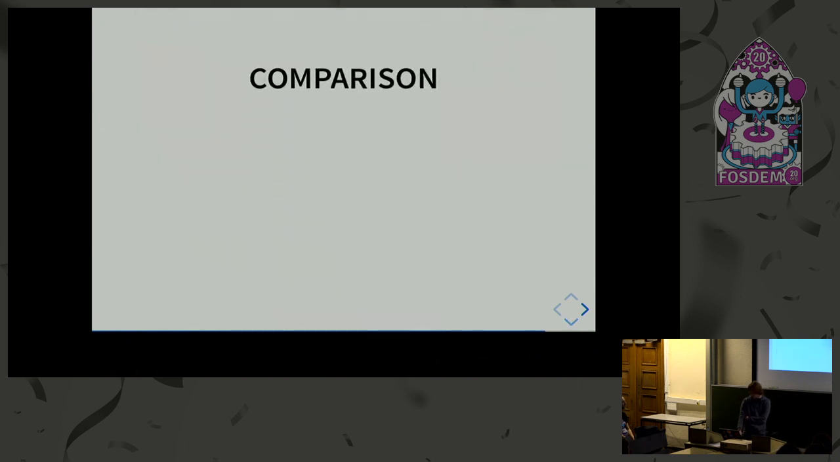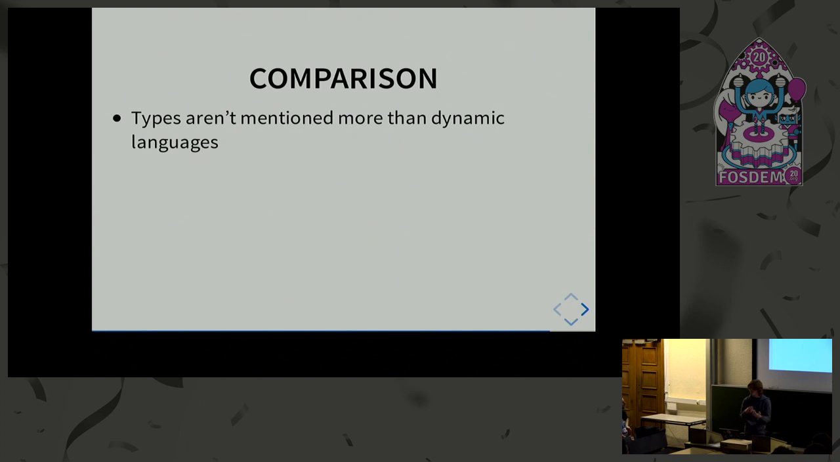So we're going to end up with a comparison of how Crystal does as a dynamic language versus a statically typed language, and how it compromises between the two. Types in Crystal aren't mentioned more than in dynamic languages. You can write Crystal code and it looks like Ruby, it feels like Ruby, and you don't have to write types all over the place like Java or C#.